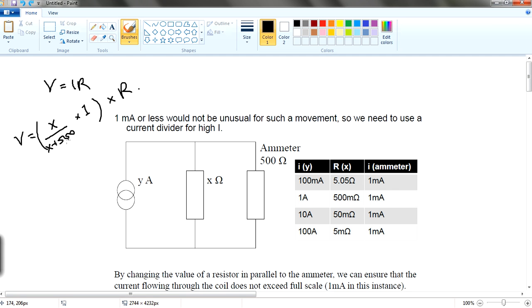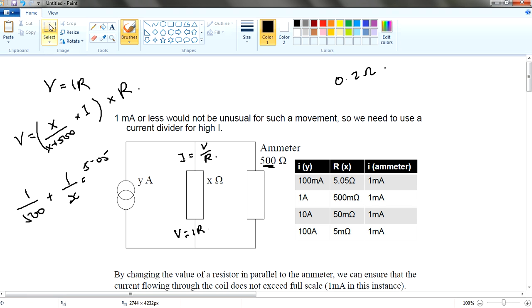One significant difference, a key note you should take, is X divided by X plus 500. So this is the 500 ohm ammeter. If you were to find this current, you're actually finding the current of this ammeter. Instead of finding this, so this is the current divider rule. Adding voltage or whatever now.